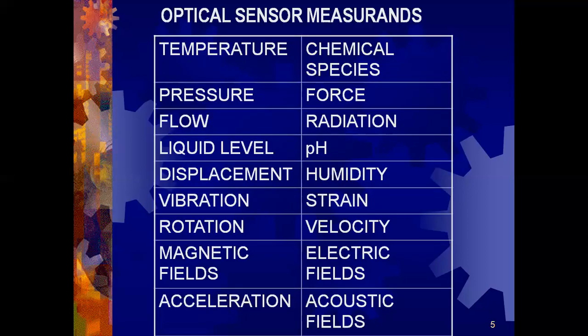Now, what are the measurements of optical sensors? Temperature, pressure, flow, liquid level, displacement, vibration, rotation, magnetic fields, accelerations, the corresponding chemical species, force, radiation, pH value, humidity, strain, velocity, electric fields, and acoustic fields.